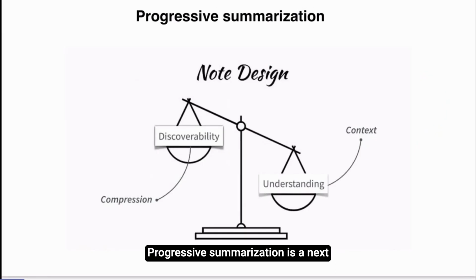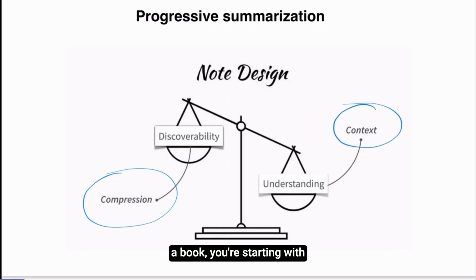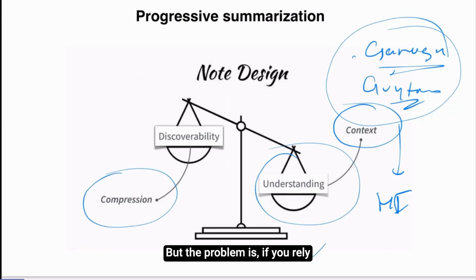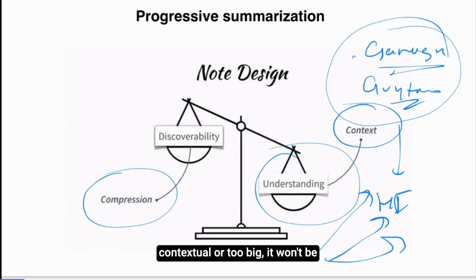Progressive summarization is a next generation technique to learn information by compressing it down. Generally, whenever you're reading a book, you're starting with incredible amounts of context. Take any book, let's say Ganong, or let's look at Guyton. These books are meant to give you context. They're teaching you heart failure in deep detail, and that's good for understanding. But if you rely on these books for your USMLE, the resource is too contextual or too big. It won't be concise or compressed enough for you to remember it, number one, and for you to execute on it.